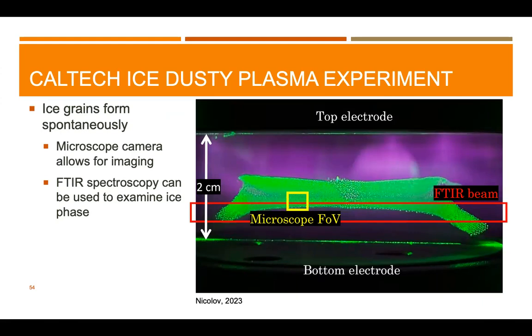What's that? What does FTIR stand for? Fluorescence? Something infrared. I'm sorry, I should know that, but I actually don't. All I know is it's a broadband infrared spectrometer.